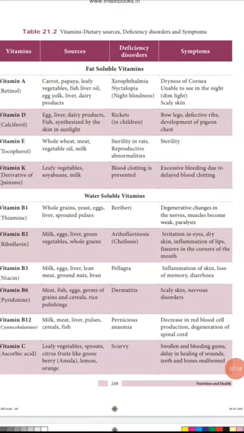So the fat soluble vitamins are A, D, E and K. Some sources of deficiency disorder symptoms are given in our book, so just read this one. Next, the water soluble vitamins are vitamin B1, vitamin B3, vitamin B6, vitamin B12 and vitamin C also. These are all water soluble vitamins.